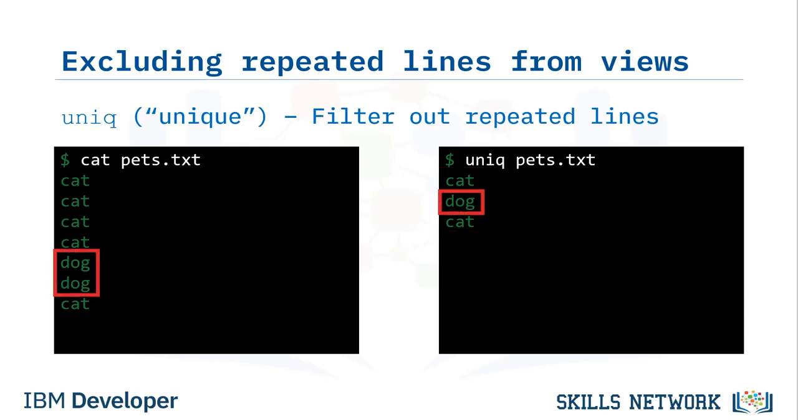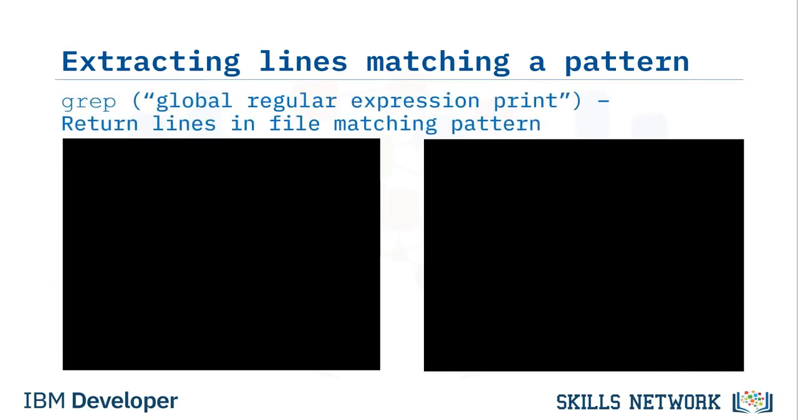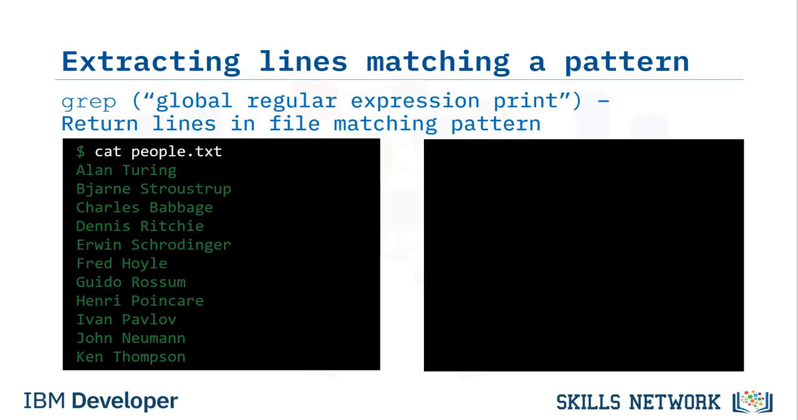breaks the cat sequence. The grep command, which stands for Global Regular Expression Print, returns lines of a file matching a specified pattern, such as a regular expression. Suppose you have a list of famous people's names stored in a file which you view by entering cat people.txt. You can use grep to find all lines in people.txt that contain the consecutive characters C and H.